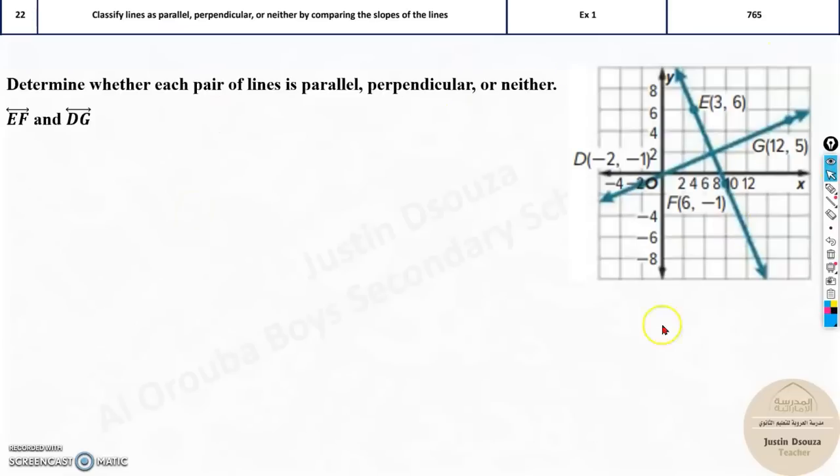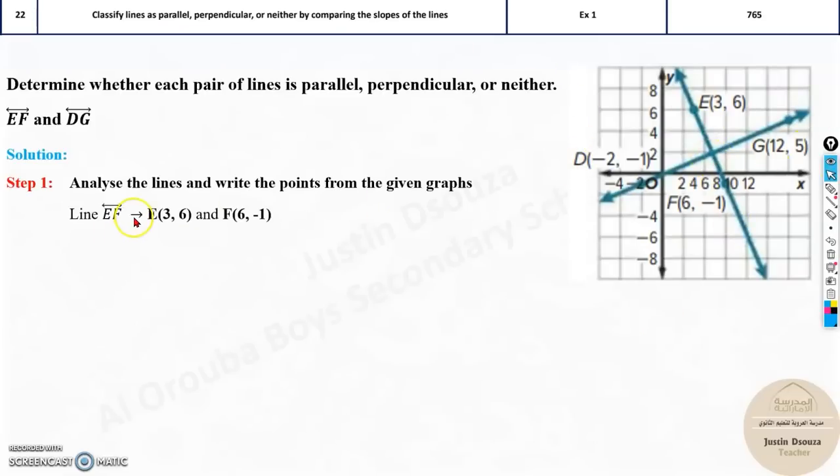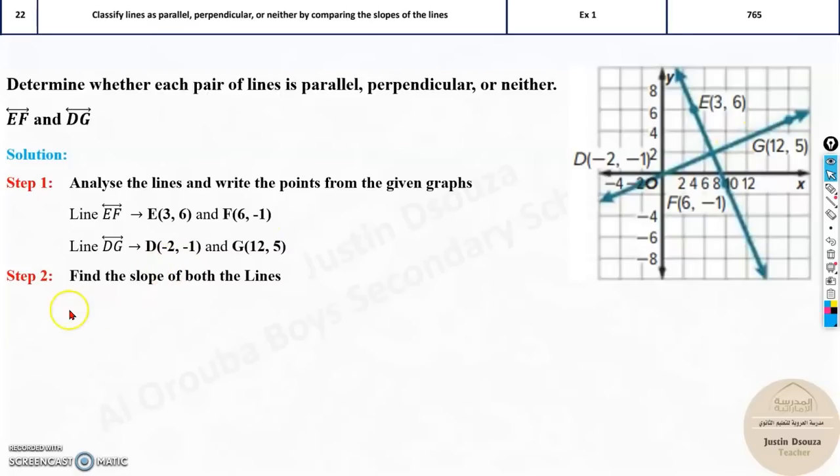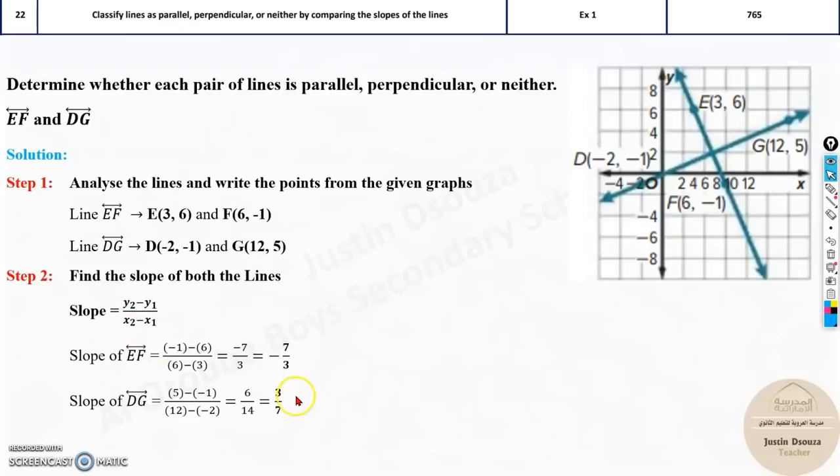Similar type. Figure is given. Over here, the coordinates are there. Choose the points. In the line EF, you have taken the points. E is the first x1, y1. F is x2, y2. And then for line DG, similarly take the points. And now find the slopes using this slope formula, that is y2 minus y1 divided by x2 minus x1. Substitute and solve. Again, substitute and solve. You got the slope over here.